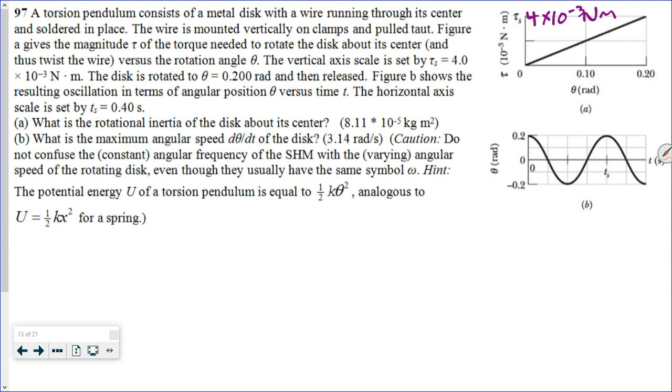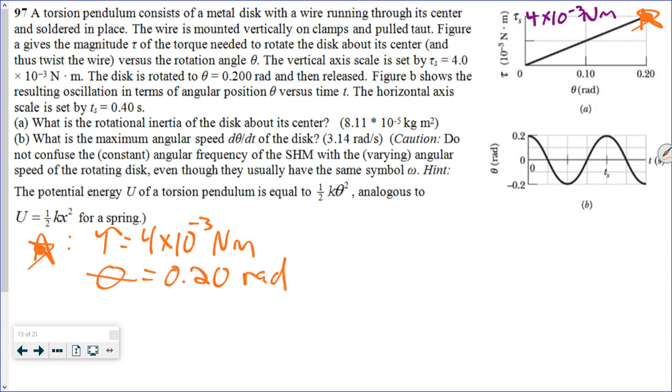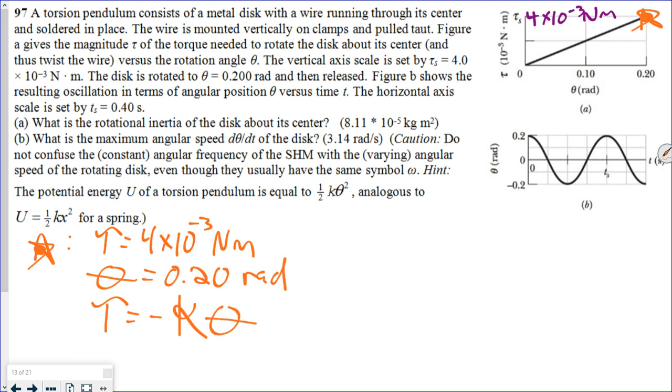Or even more simply, at this point, here, let me put a star there so we know what's going on. All right, so at that point, what we know is the torque provided is 4 times 10 to the negative third newton meters. We know that our displacement is 0.20 radians. And we know that torque is negative kappa theta, right? And solve for kappa. So if you divide it out, you get 0.02 newton meters per radian. Let me pause there for a minute. Are there questions?